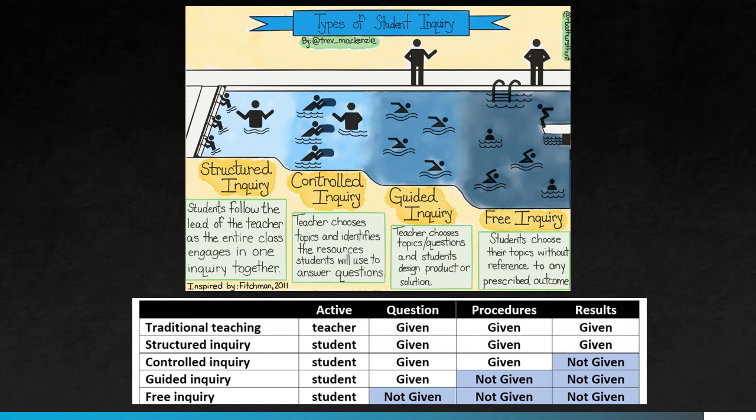The controlled inquiry, in which question and procedures are given and results are not given. The guided inquiry, in which question is given and procedures and results are not given. The last one is free inquiry, in which question, procedures, and results are not given.